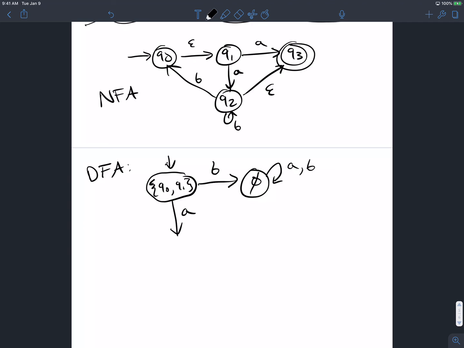Well, where can I go from Q0 on A? Nowhere. Cool. What about Q1? Where can we go on A? Q2 and Q3. So that's the set of states I'm going to write down so far. Can I get anywhere else from Q2 and Q3 via epsilon transitions? No, I can't get anywhere. Cool. So that's the set of states that I have now.